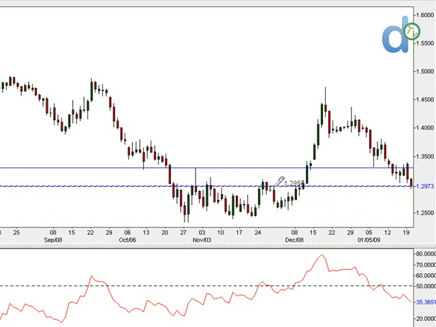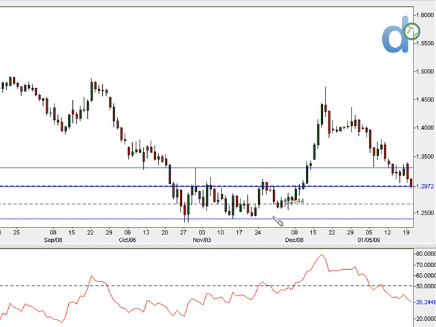Now if we just mark this area roughly around there, we can see we're actually now on support. We're talking about euro support, obviously. For the dollar it's resistance because the dollar goes down, and we want to see how that's going to turn out. If we're going to break this area just around here, we could head much lower.